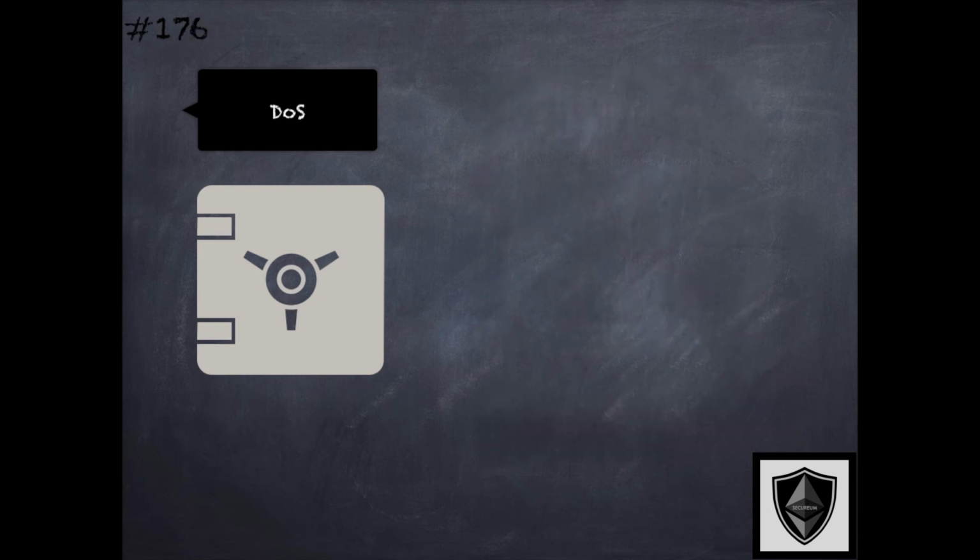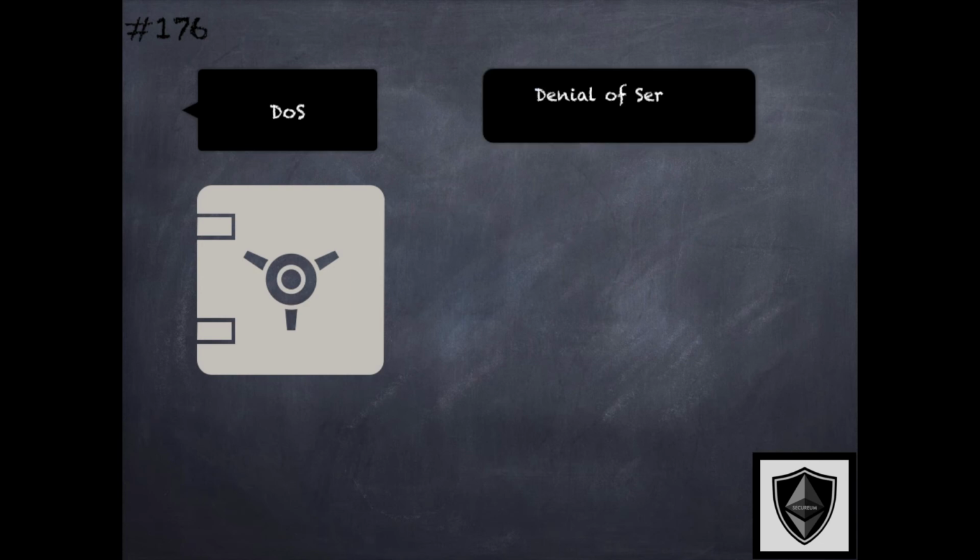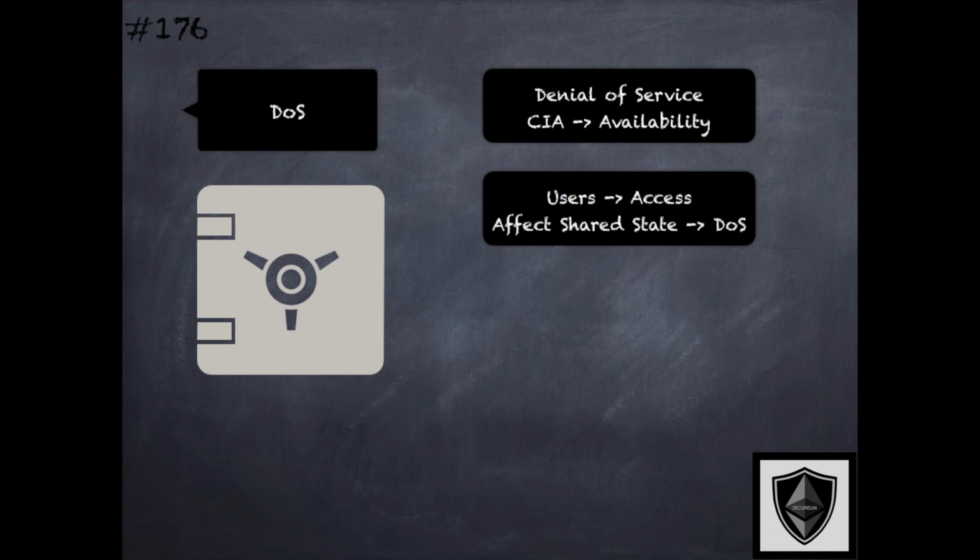Denial of service, or DOS, is also a security concern. Traditionally, security has been considered as a triad, referred to as CIA, which stands for confidentiality, integrity, and availability. DOS affects availability, and in this case, that of the smart contract application. Preventing other users from successfully accessing system services by either modifying system parameters or shared state causes denial of service issues, which affects the availability of the system.